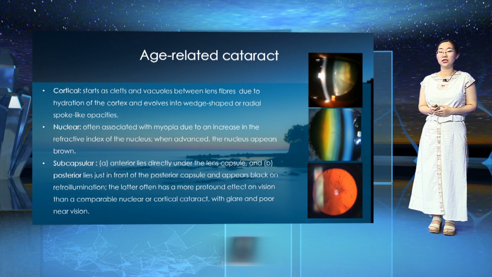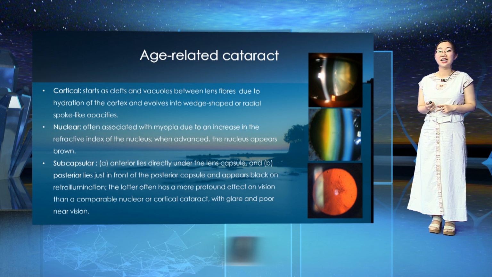First one, cortical cataract, starts as clefts and vacuoles between lens fibers due to hydration of the cortex and evolves into wedge-shaped or radial spoke-like opacities. Nuclear, often associated with myopia due to an increase in the refractive index of the nucleus. When advanced, the nucleus appears brown.